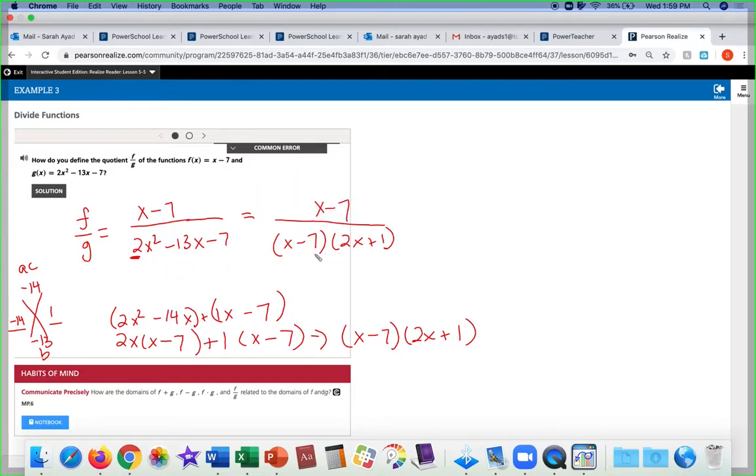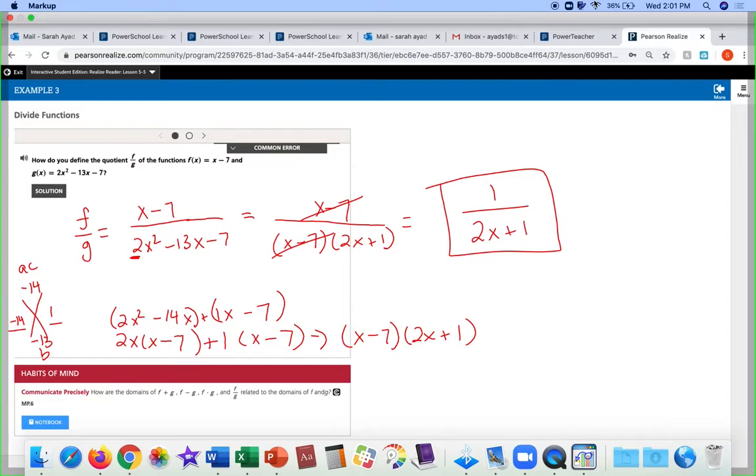Now that I've factored it, I turned it into two terms being multiplied. Now I am able to simplify, just like we did in the previous chapter. So what do I have left in my numerator? Just a 1. And in my denominator, I have 2x plus 1. Remember, if a is not 1 in your trinomial, you must use grouping. Alright, go ahead and pause this video and try example 3. Try its A and B.